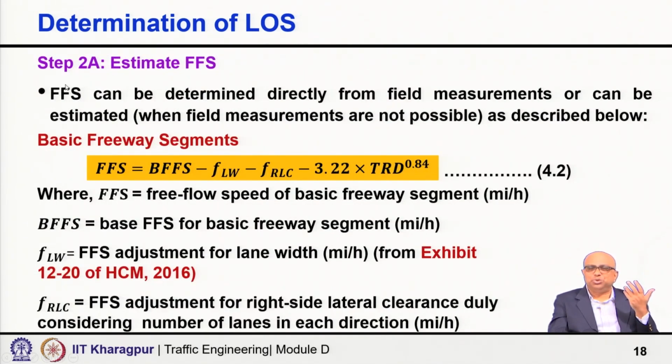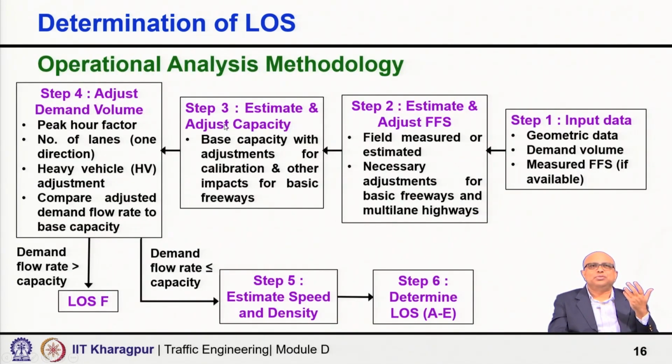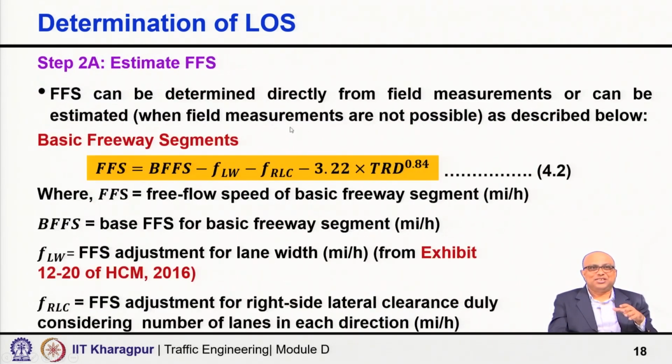Then we go to step 2. Step 2 is actually, if you see, estimate and adjust FFS. So, when the field measurement under prevailing condition is not available, then we can estimate. So, here you can see step 2, estimate and adjust FFS. For the purpose of discussion and better clarity, this step we have divided into 2A and 2B. 2A includes estimate FFS, 2B adjust FFS. So, first estimate FFS, step 2A.